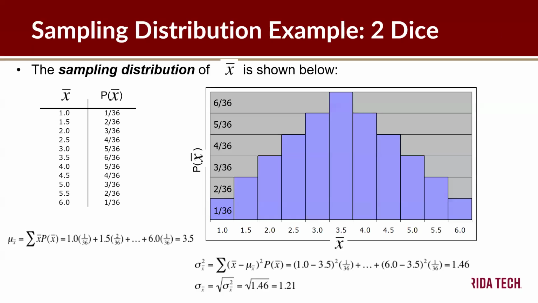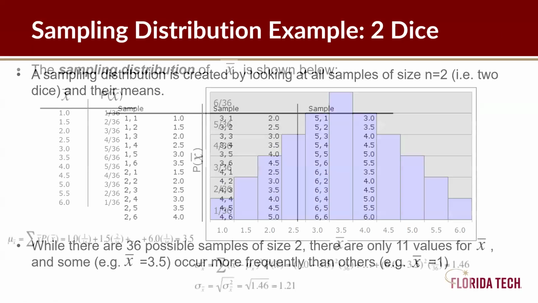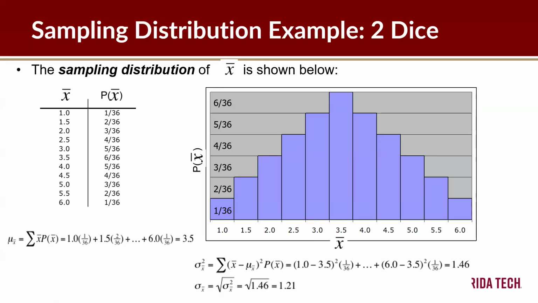The sampling distribution of x bar is shown here. So this is the histogram we put together from this. Here's the value of x bar, 1.0. The probability that we get that value for x bar is 1/36. So we can put that together for all of the values of x bar, and you see we get a histogram that looks like this. And the mean of this distribution is 3.5, and its variance is 1.46, or the standard deviation 1.21.